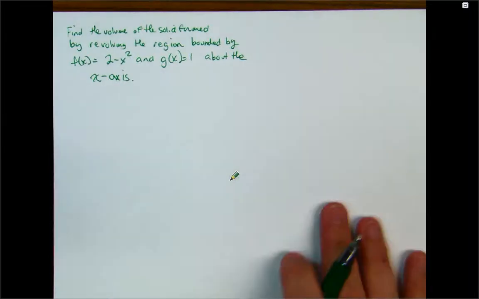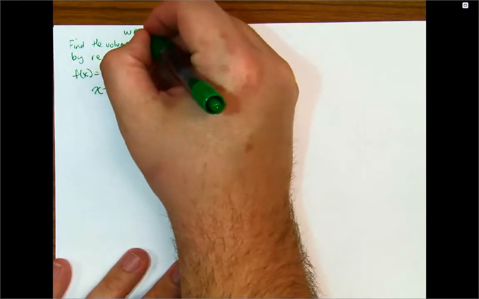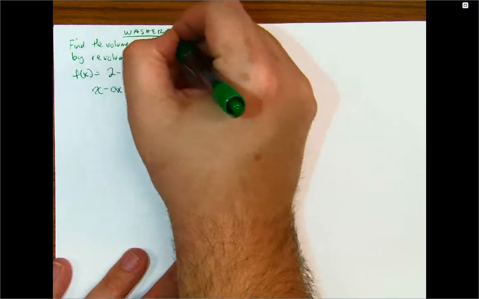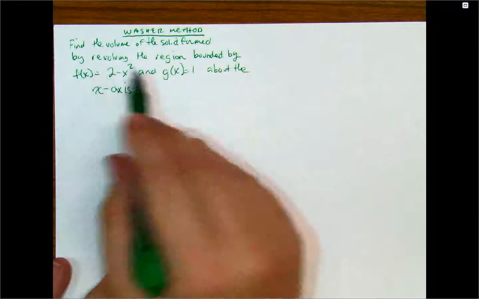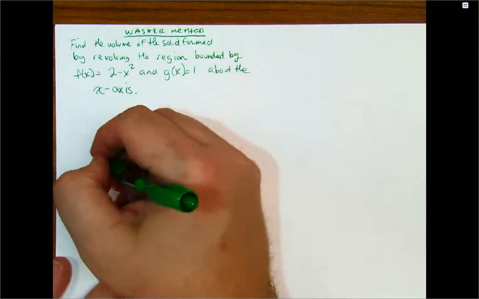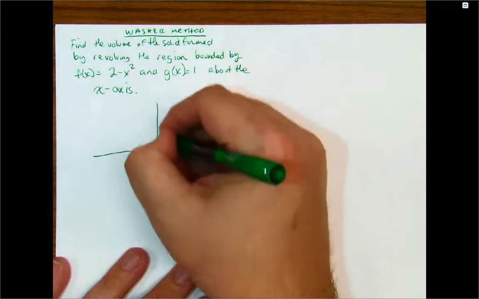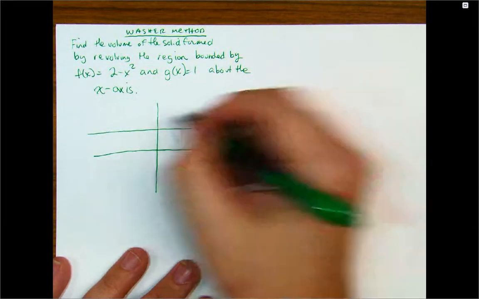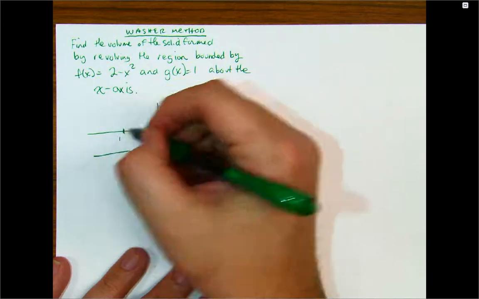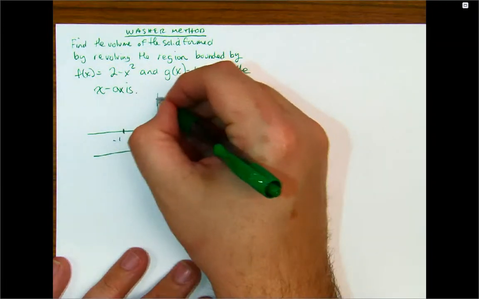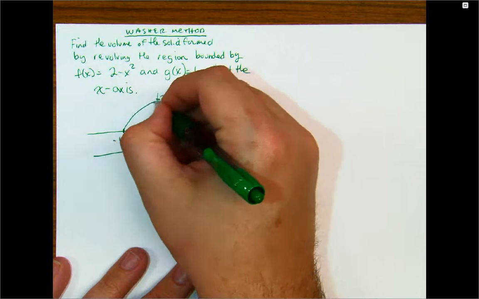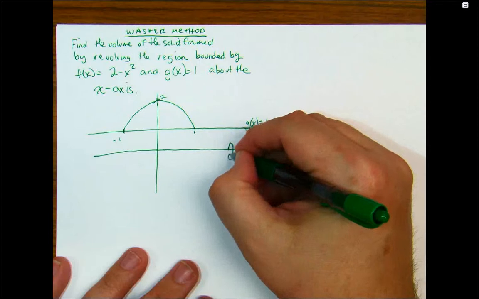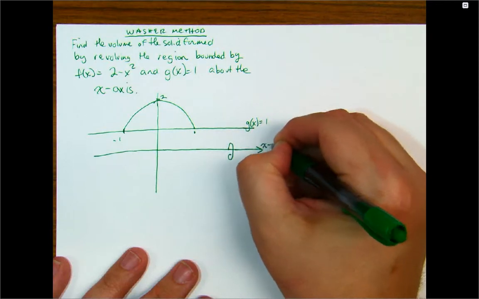Alright, so now we are in the washer method. We're going to take the region bounded by f of x and g of x, which we already figured out. We already know what this is. So the nice thing is we can rewrite this. I know that g of x is equal to 1. I know I'm going from 1, or negative 1, up to 2, and back down to positive 1. But I'm rotating around the x-axis. So this is my x-axis right now.